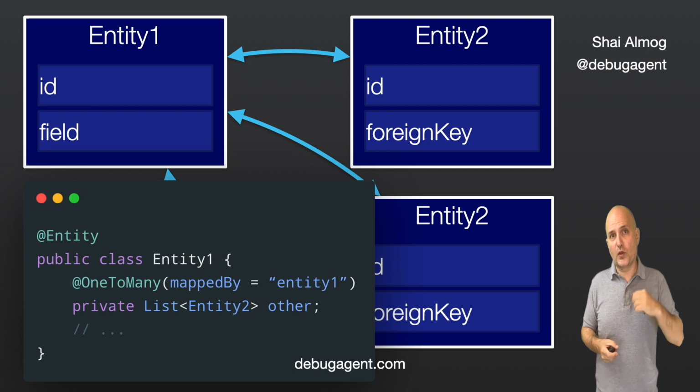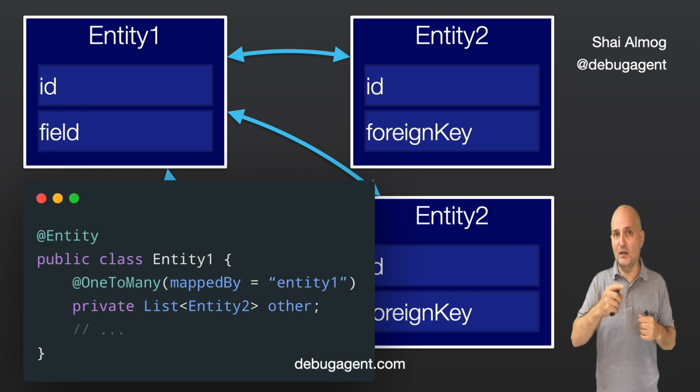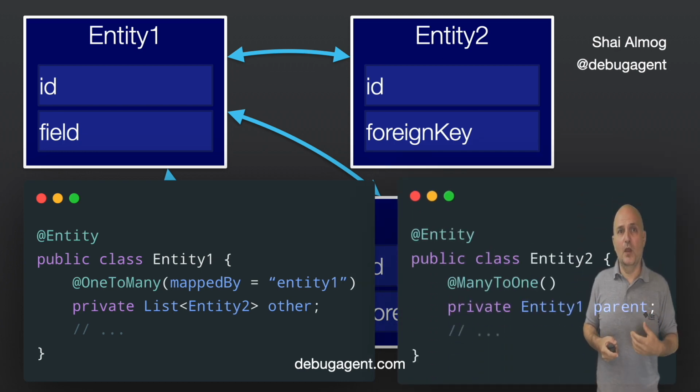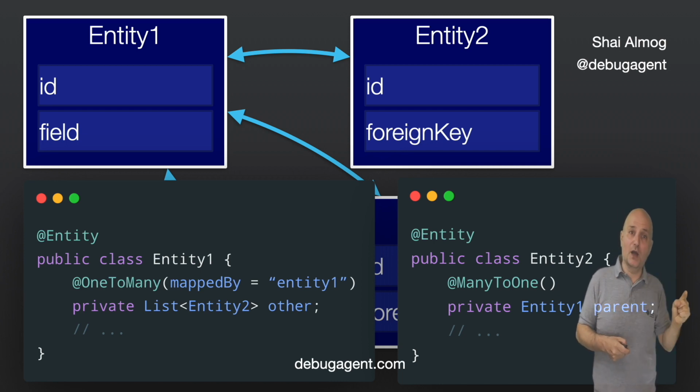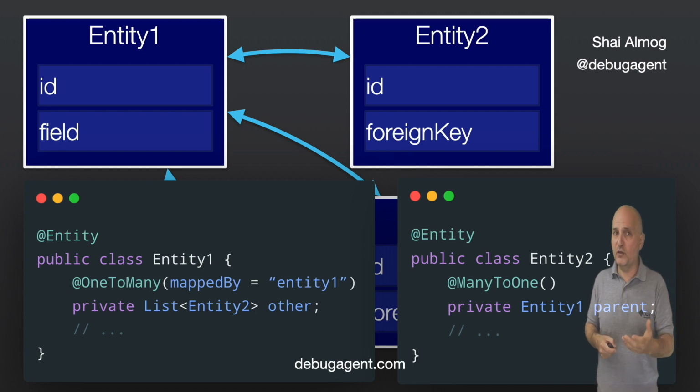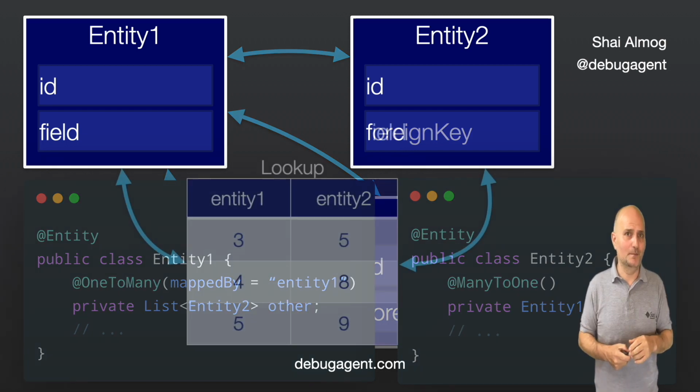We already saw the code for a one-to-many side of the relation, but we didn't see the flip side. If the relation is bidirectional, the other side of the relation will have a many-to-one relation back to us, which is just a pointer back since there's only one parent. Notice that we can have a unidirectional relation with only the many-to-one side as well.